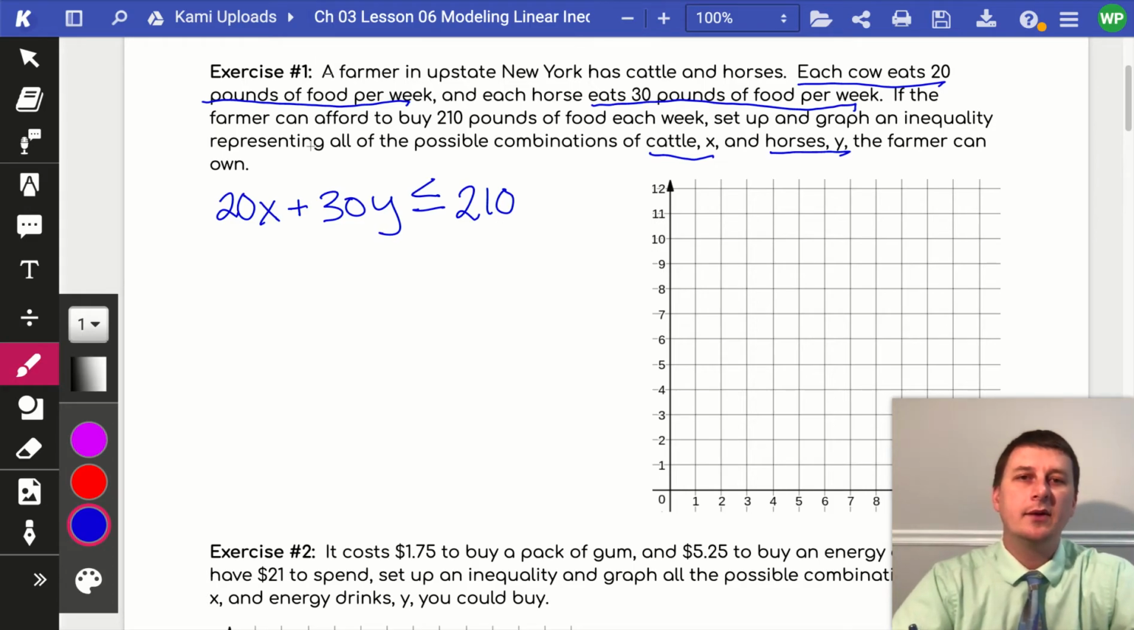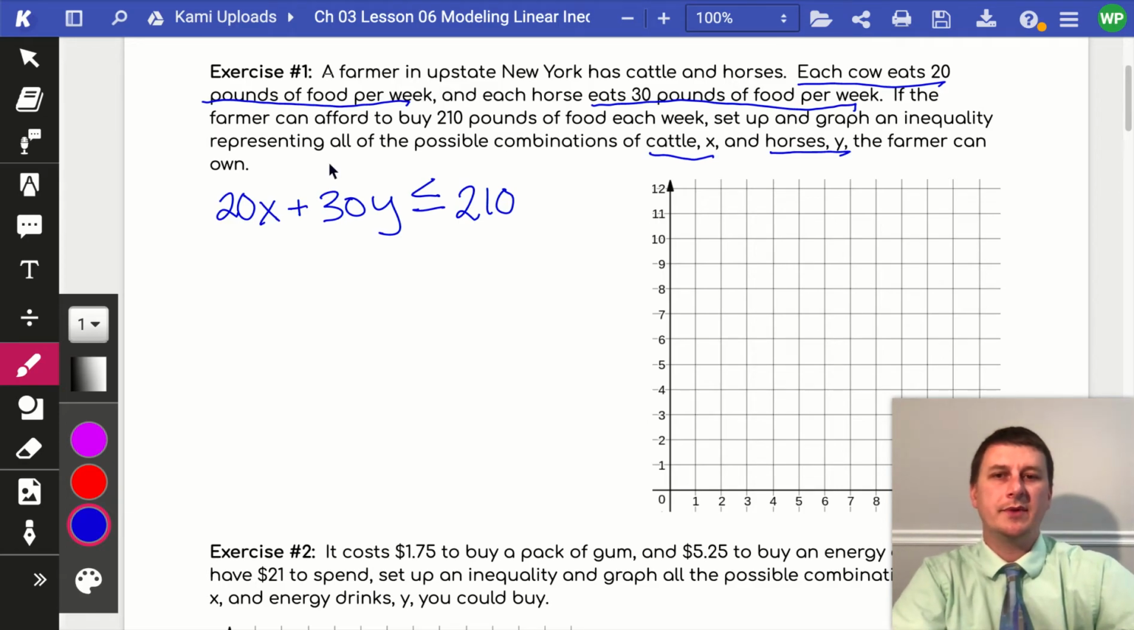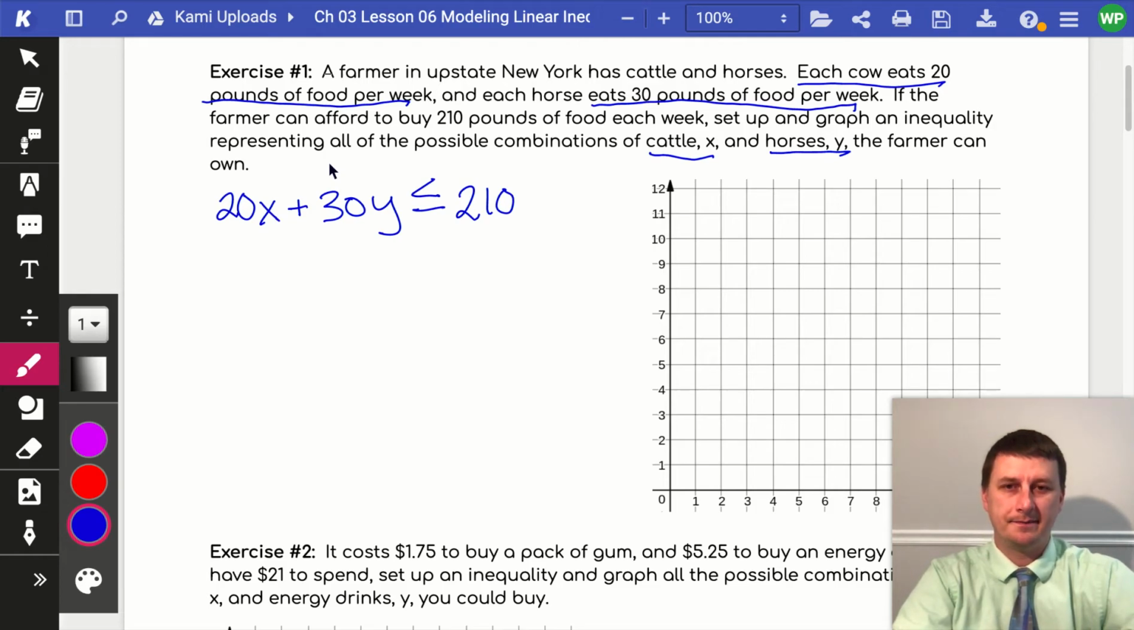So we're going to go ahead and we're going to graph this on this set of axes. But wait, because we're not used to graphing something that looks like this. So we need to do something with this inequality to make it more friendly to us. And the thing that we're going to do to that inequality is we're going to isolate y, and we're going to put this inequality in mx plus b form.